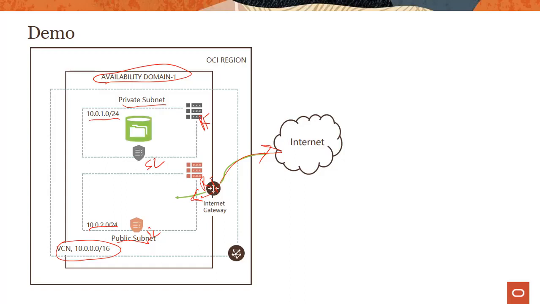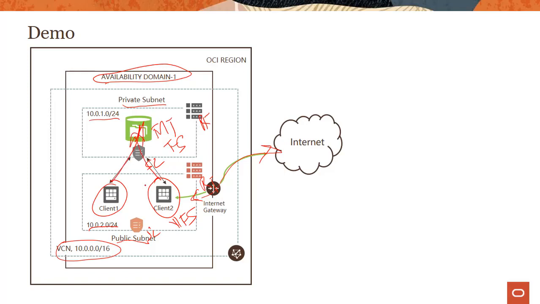Now this is where I'm going to run my mount target and my file system, on the private subnet. So it's all secure, it's private. And then in the public subnet, I'm going to run two clients. These are NFS clients which will access this particular file system through the mount target.